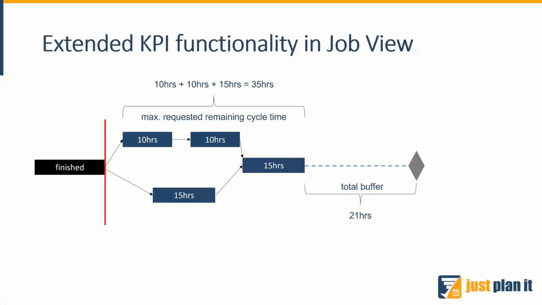And if you put that total buffer and the MRCT in a relation, then we have the buffer level. And here that is the 21 hours of time distance in relation to how much I need to come to the end currently. It is 60%. So in Just Planet, 60% of job buffer level is below 1 and it will show up as an orange, so at a higher risk.